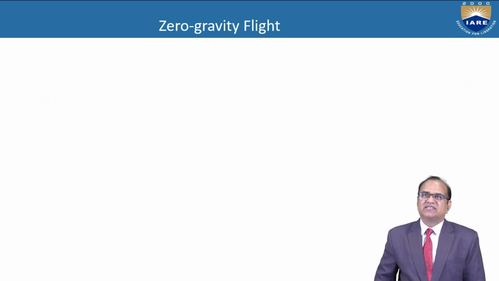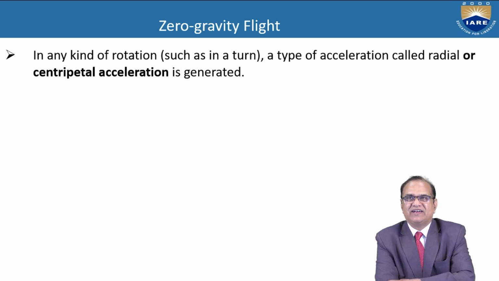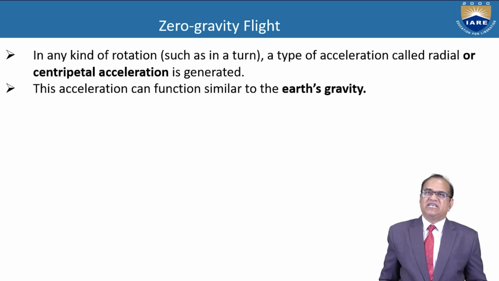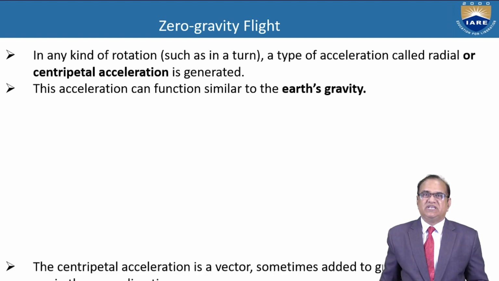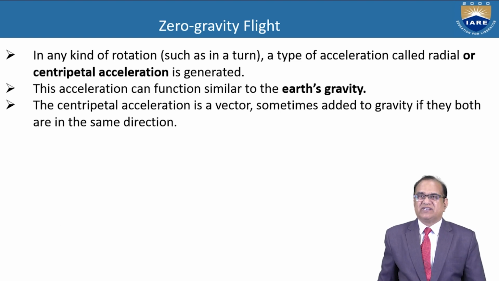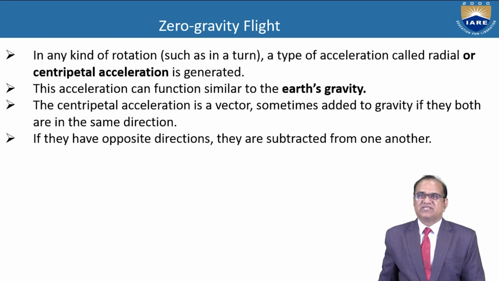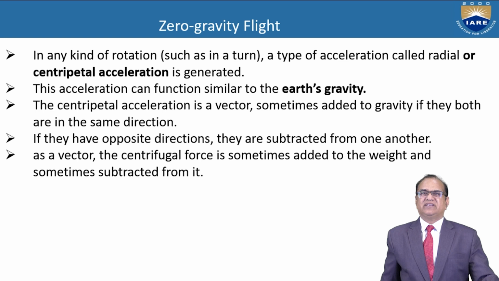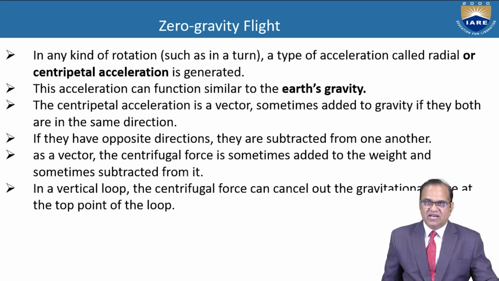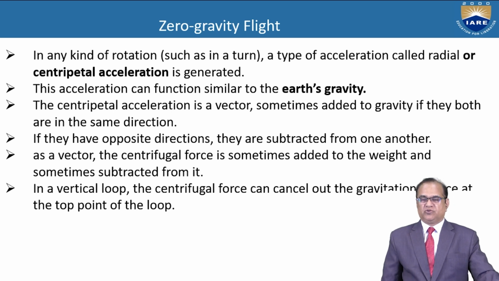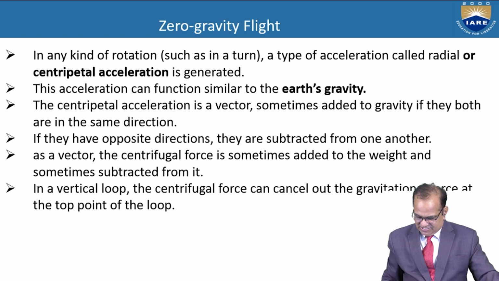Now zero gravity flight, we will see in space, we don't feel the gravity. In any kind of rotation, such as in a turn, a type of acceleration called a radial or centripetal acceleration is generated. This acceleration can function similar to the Earth's gravity. The centripetal acceleration is a vector sometimes added to the gravity if they both are in the same direction. If they have opposite direction, they are subtracted from one another. As a vector, the centrifugal force is sometimes added to the weight and sometimes subtracted from it. In a vertical loop, the centrifugal force can cancel out the gravitational force at the top point of the loop. So if it is at the top point, both will be cancelled out.